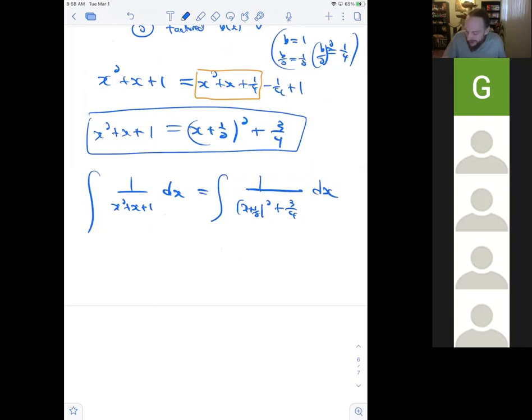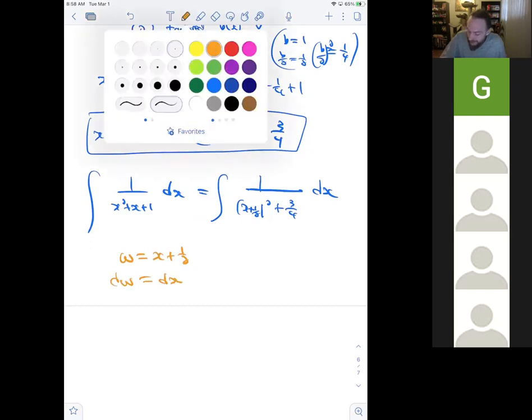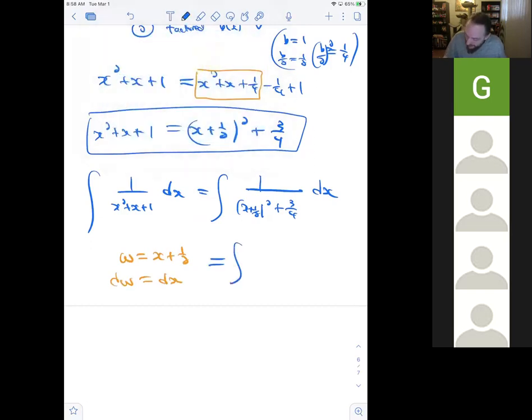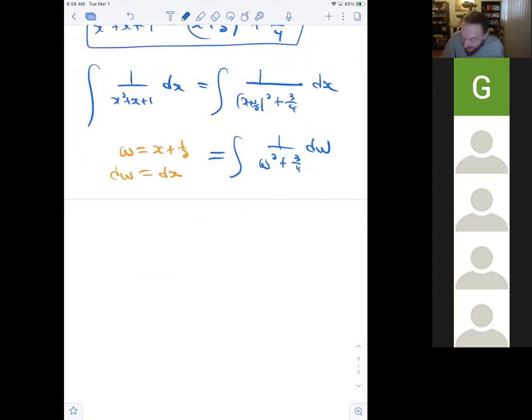The first thing you can do, if you want to do this, is get rid of the shift. Now that I've completed the square, I'm going to let w equal x plus 1/2. So that says dw is equal to dx, and this integral will become the integral of 1 over w squared plus 3 over 4 dw. Now you can see that I didn't have to make any partial fraction guesses because I can integrate this thing. I'm going to get an arctan essentially, but this is equal to the integral of 1 over w squared plus root 3 over 2 squared dw.